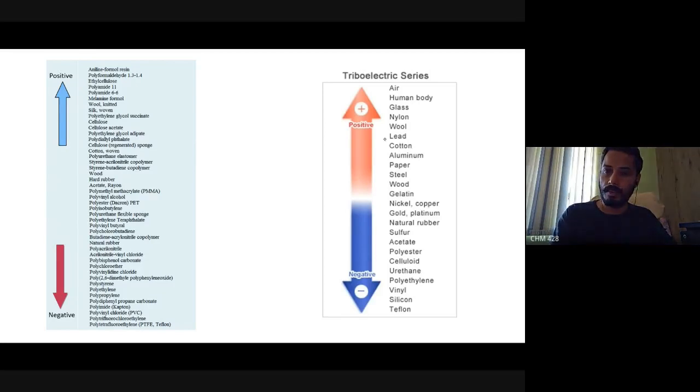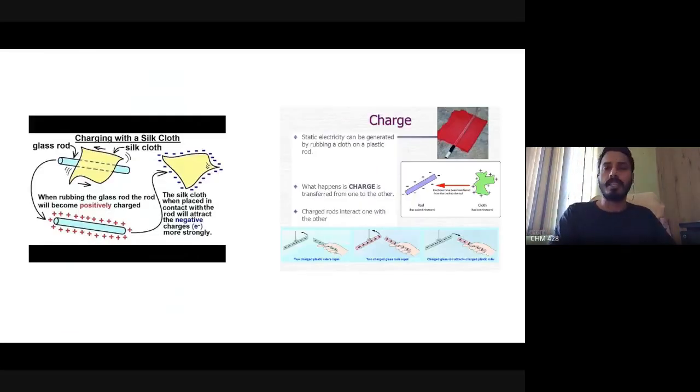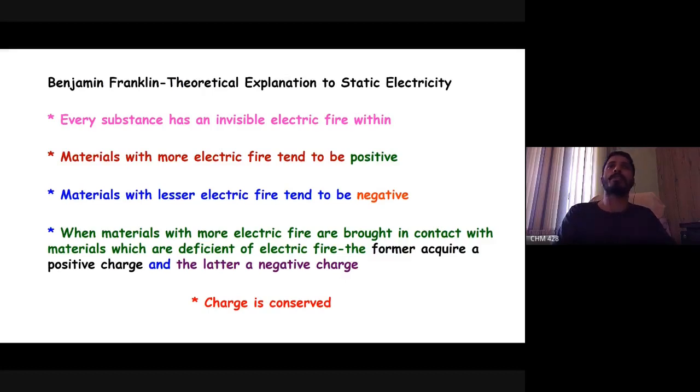And this series gives you some kind of insight into what is called static electricity. And I must tell you that it was Benjamin Franklin who gave an explanation to this intriguing phenomenon called static electricity. Remember one thing, that Benjamin Franklin had no idea about atoms and molecules when he proposed this explanation.